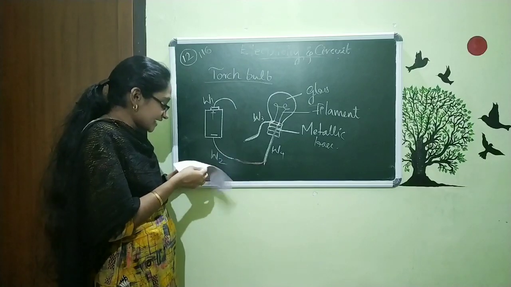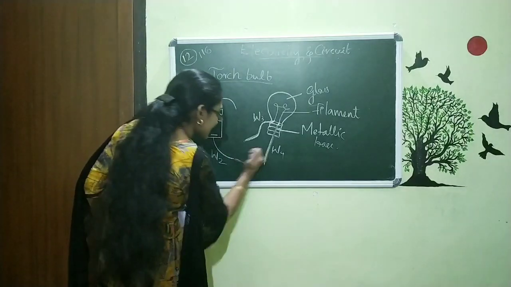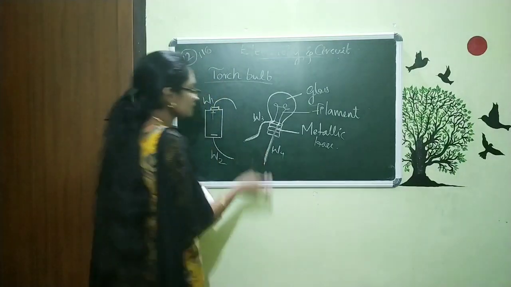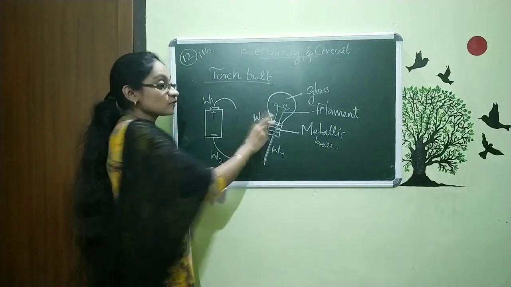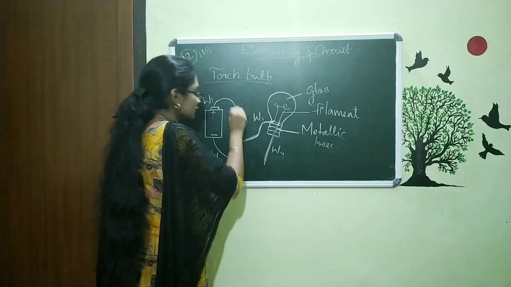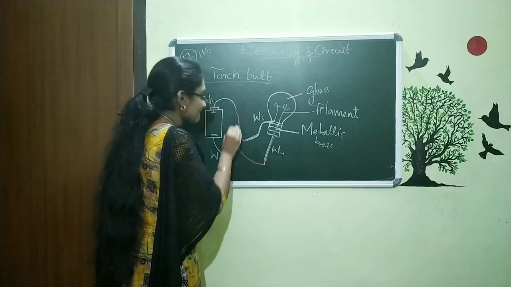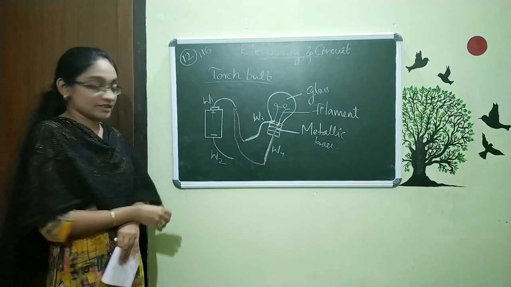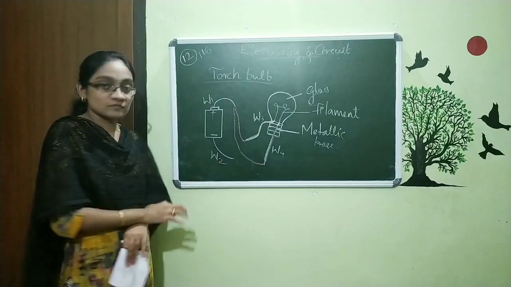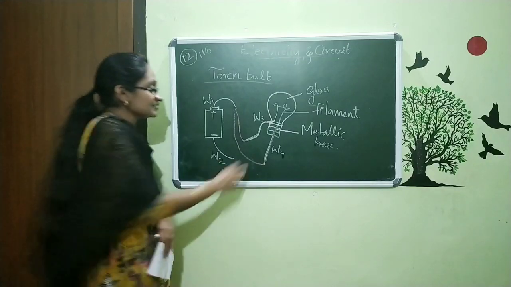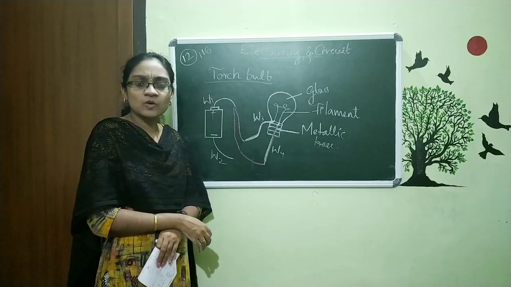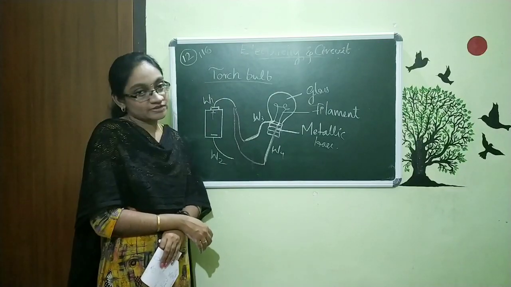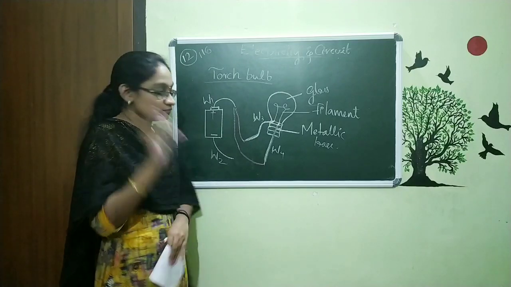Now the fourth case is this. I am connecting this wire 3 and wire 4. That means the two terminals of this bulb to the same wire 1, and I am not connecting with wire 2. That's open. And these 2 I am connecting to wire 1. Now does this bulb glow? No, it does not glow.